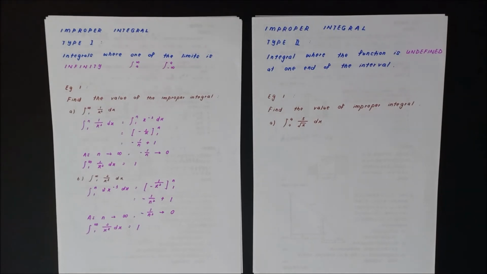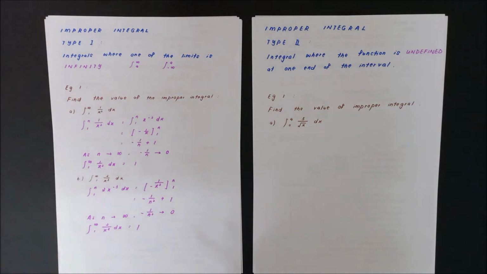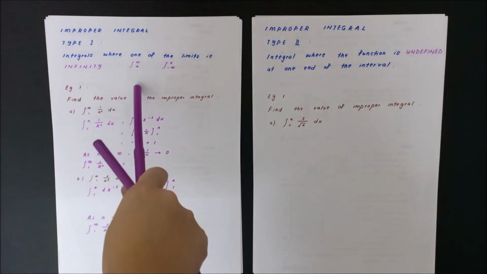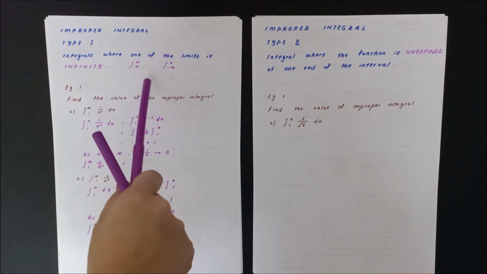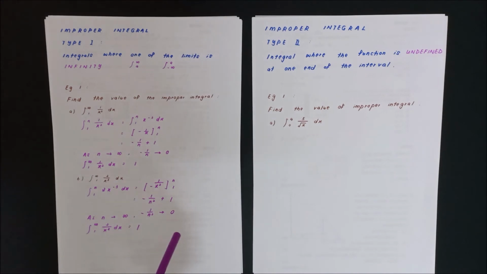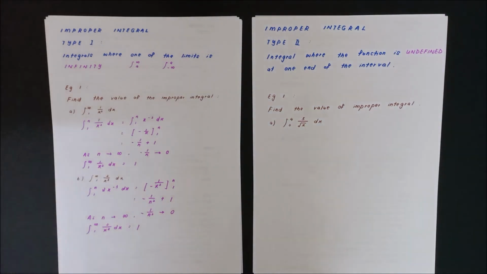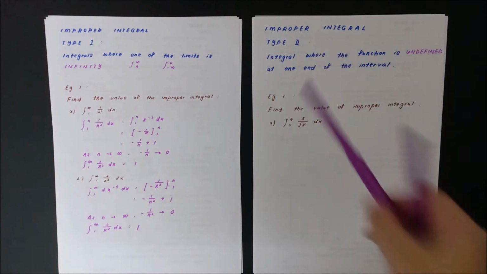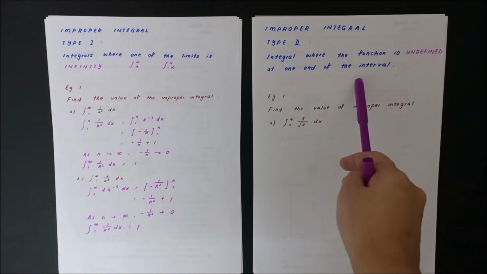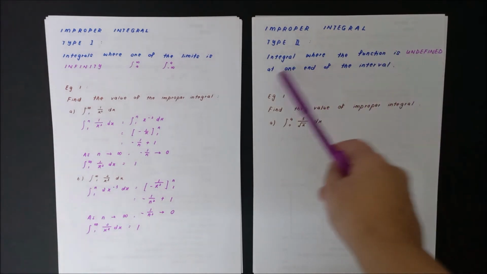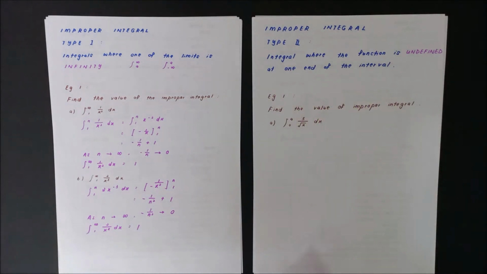Okay, now let's move on to the second type of improper integral. Just some revision: the first one that we said, type 1, is when the integral has one of the limits as infinity. This is called a type 1 improper integral. Now let's move on to the second type. The second type is an integral where your function is undefined at one end of the interval. So what do we mean by undefined at one end of the interval? Okay, let's look at this example, then you will understand.